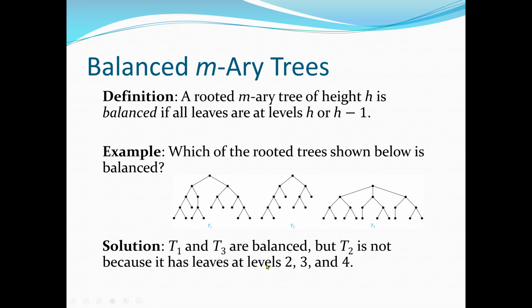So a rooted balanced tree means all the leaves are at the height, the lowest level, which is the height level of the tree, or h minus 1, which will be the second highest level.